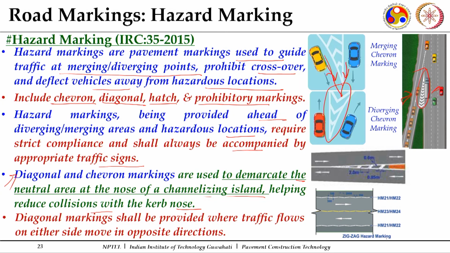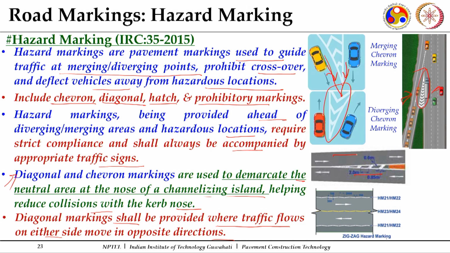Now, specifically when do the diagonal markings come in? You can see the diagonal markings here. In this case the traffic is moving in opposite directions, so this diagonal marking is provided. Diagonal marking shall be provided where traffic flows on either side move in opposite directions.